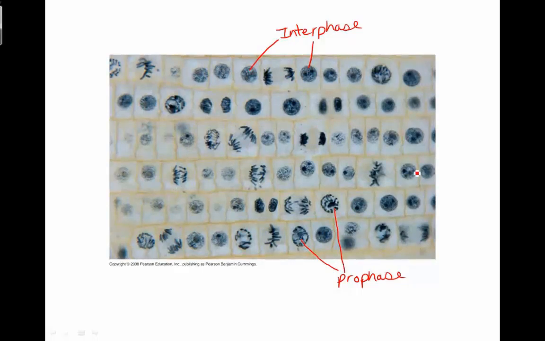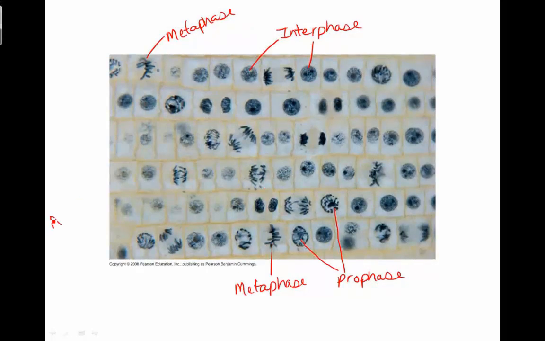If we look at metaphase, this one right here would be a good example of a metaphase cell. In metaphase, we're getting those chromosomes lined up down the center of the cell. We also have another metaphase cell up here at the top. Once we get those lined up in metaphase, then anaphase can take place.